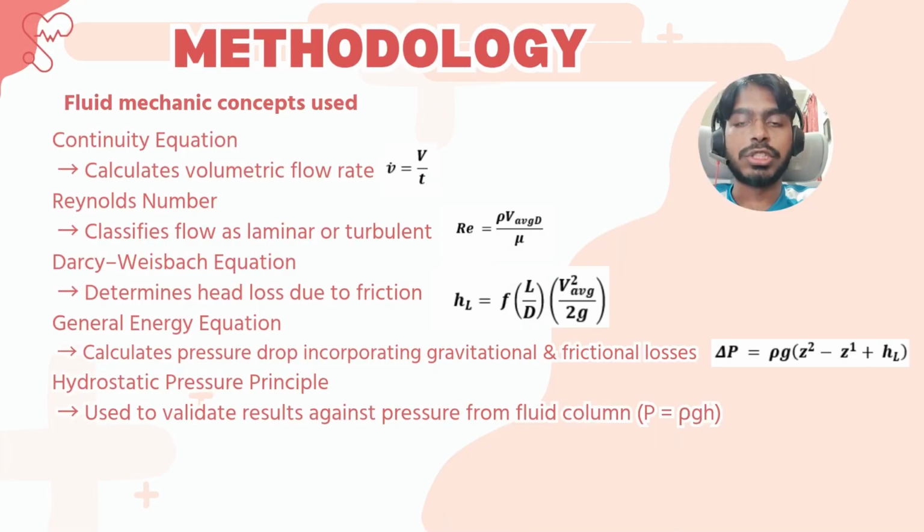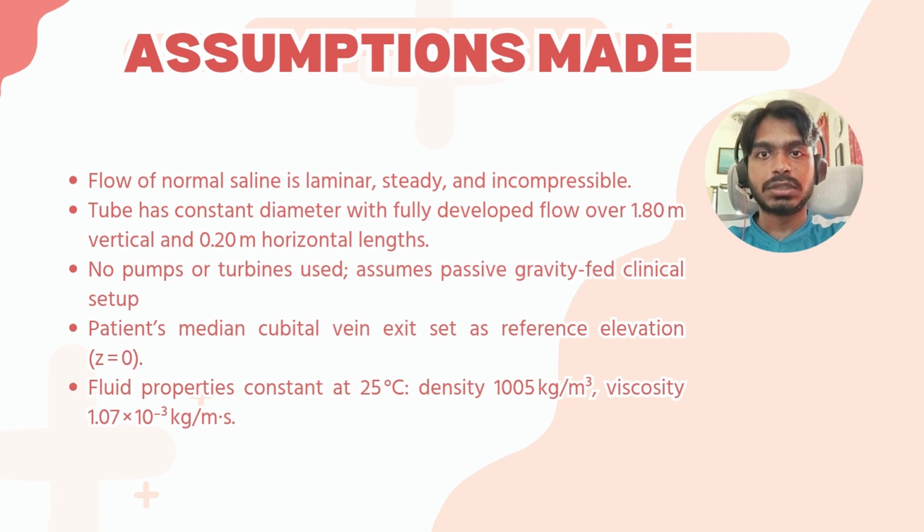Now, let's go through the methodology, which will cover the fluid mechanic concepts used and the assumptions made during the calculation. The key concepts used are the continuity equation to calculate the volumetric flow rate, the Reynolds number to determine laminar or turbulent flow, the Darcy-Weisbach equation to determine the head loss due to friction, the general energy equation that calculates the pressure drop, and rho gh, the hydrostatic pressure principle, used to validate the results. The assumptions made are such that the flow of saline is laminar, steady, and incompressible.